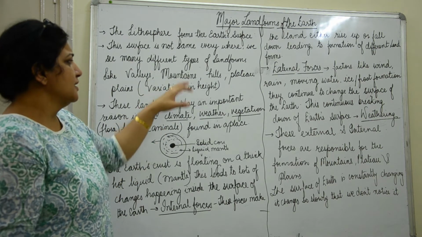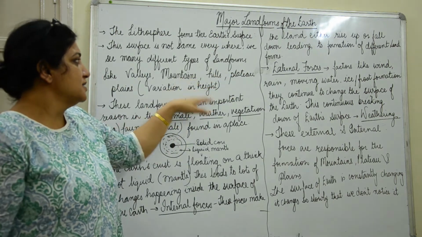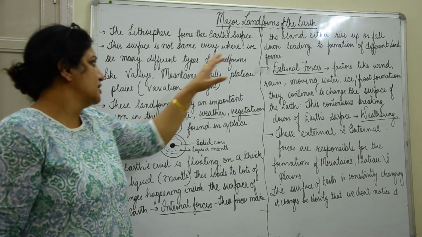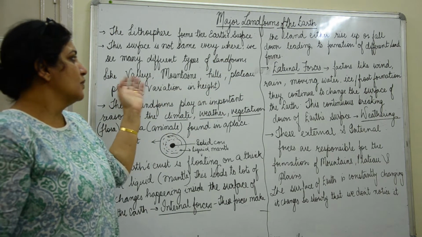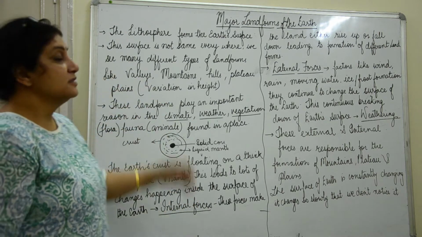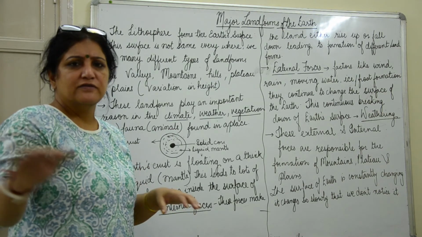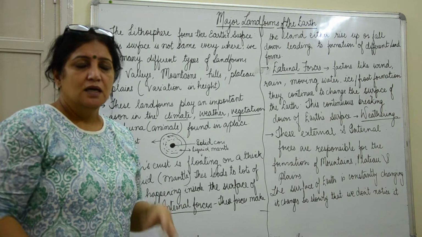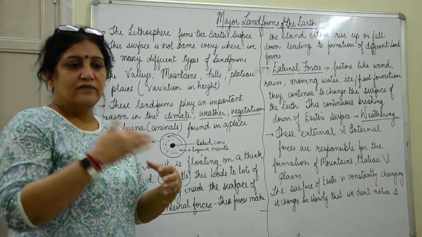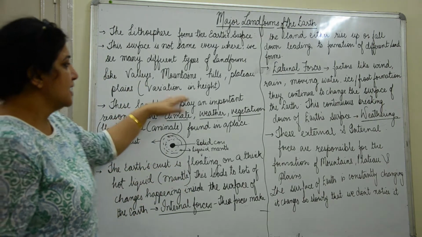They are generally due to the variation in height. Mountains are the highest, then you have the hills, then the plateaus, then the plains and valleys. All these are different kinds of landforms. It's not one smooth surface like you have on your table. Earth is not like that. You have variations in the land. So in this chapter we will be learning about these landforms.